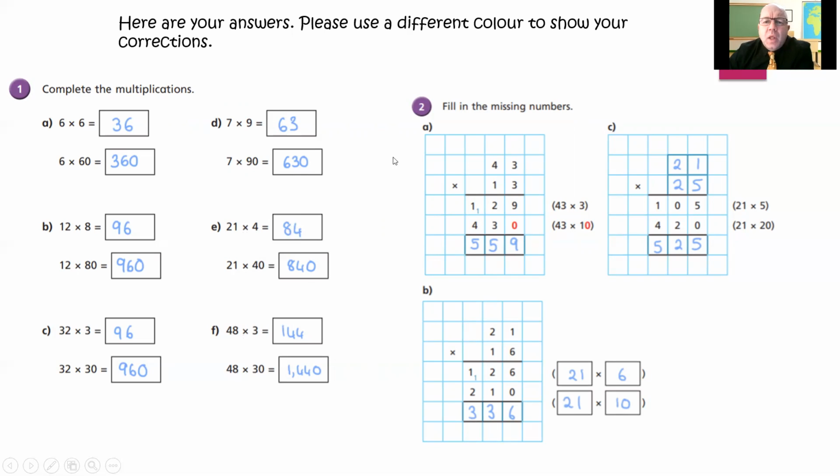Well done if you got all 12 of those correct. Great job. Question 2. Most of the work was done for you on question 2. All you needed to do was add it through. 9 plus 0 is 9. 2 tens plus 3 tens is 5 tens.